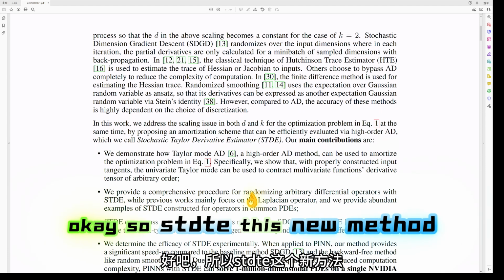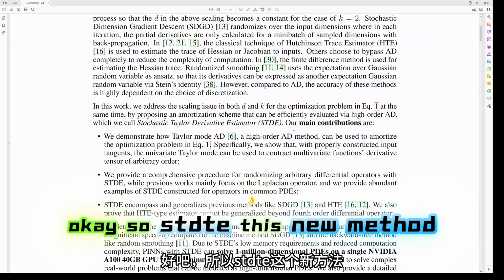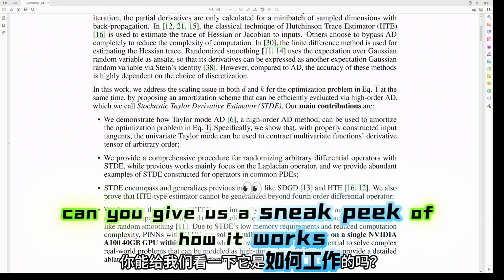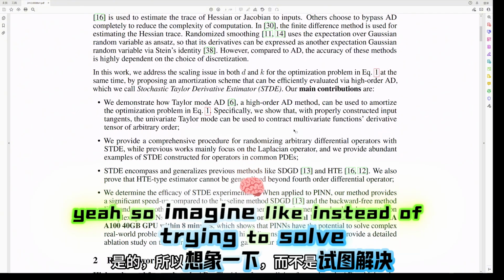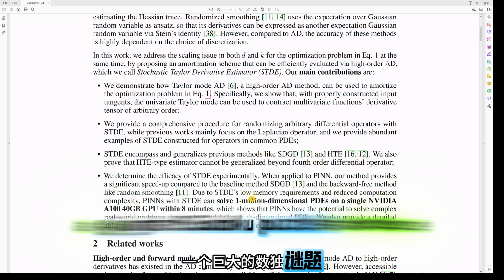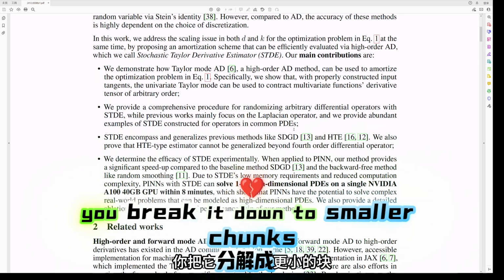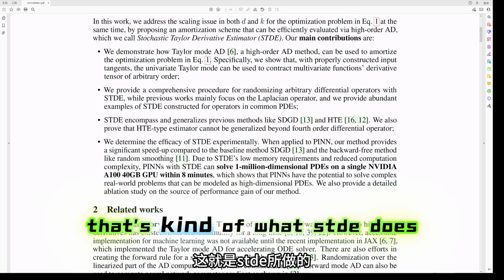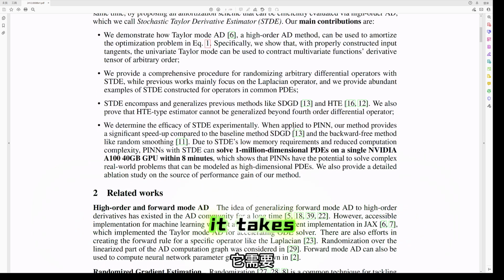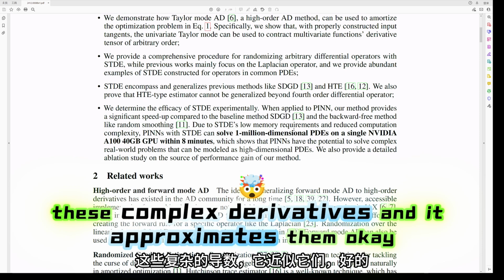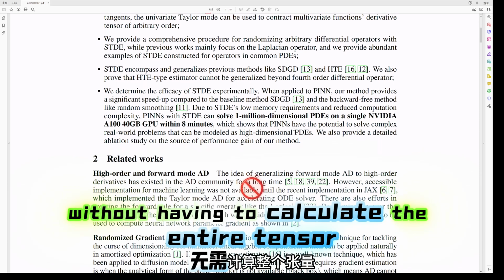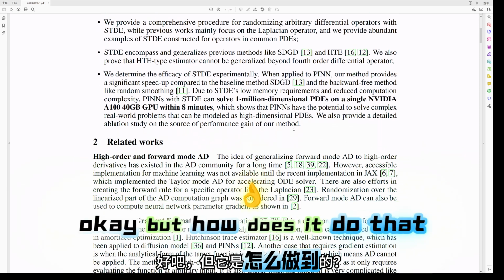So STDE, this new method, can you give us a sneak peek of how it works? Imagine that instead of trying to solve a giant Sudoku puzzle at once, you break it down into smaller chunks. That's kind of what STDE does. It takes these complex derivatives and approximates them without having to calculate the entire tensor. Okay, but how does it do that?